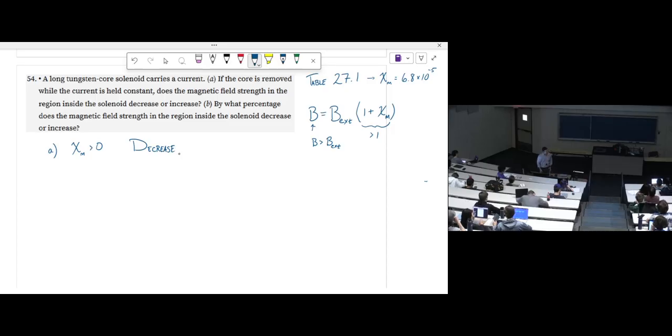If this had been some sort of material that had a magnetic susceptibility less than 0, a negative value, in that case, when you remove the core, the magnetic field strength would have gotten stronger inside the solenoid.